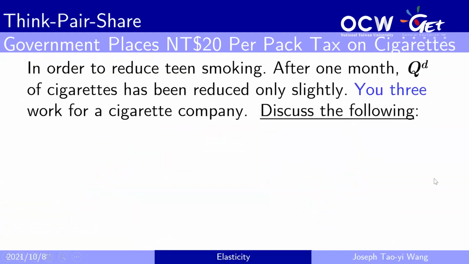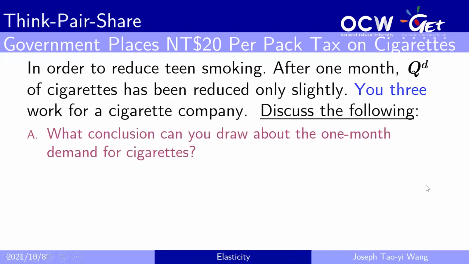All right, so think about the Taiwanese government. To reduce teenager smoking, they decided to raise the cigarette tax. Suppose the government says, okay, let's impose a $20 per pack tax on cigarettes. After 1 month, the quantity demanded for cigarettes has reduced only slightly. Suppose you and 2 other colleagues work for a cigarette company. Discuss the following. 1, what conclusion can you draw about the 1 month demand for cigarettes?